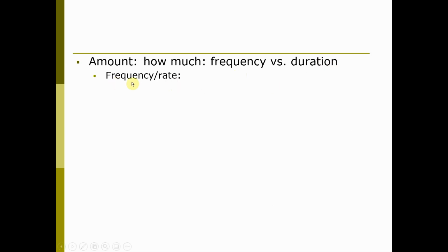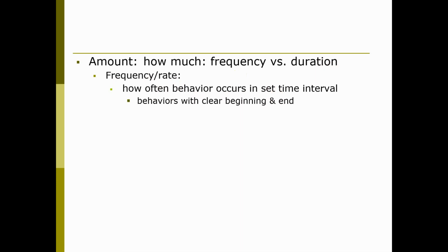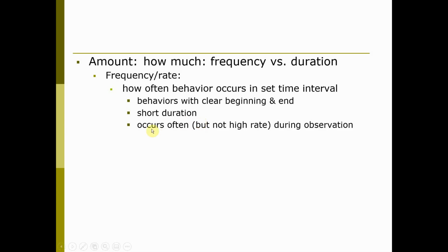So with frequency, we're looking at rate. So how often a behavior occurs in a set time interval. Now this is often good for behaviors with clear beginnings and ends, and typically they're short duration. So maybe they occur often, but not at a super high rate during observation, because if they occur at a very high rate during the observation time frame, it might be difficult to track how many behaviors are occurring.